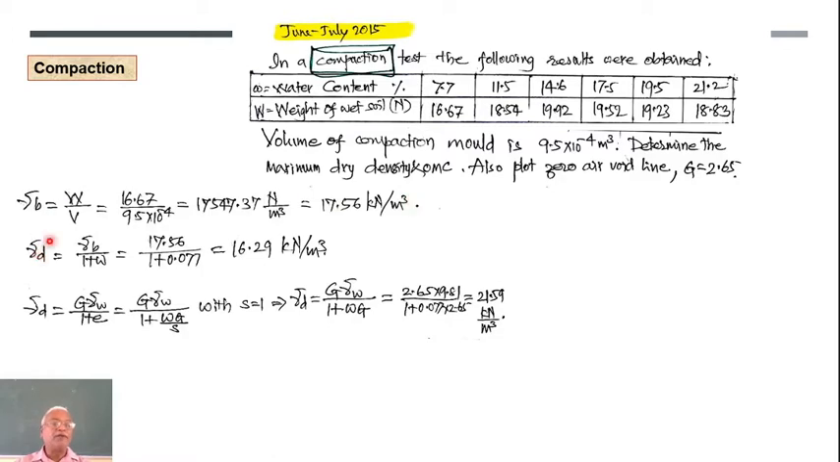Now, the corresponding value of gamma D, if I want to calculate, I'll use this relation. Gamma D is equal to gamma B divided by 1 plus W. Care has to be taken that W is substituted in terms of fraction, not directly in percentage. Now with this calculation, gamma D I have found out to be 16.29. Okay.